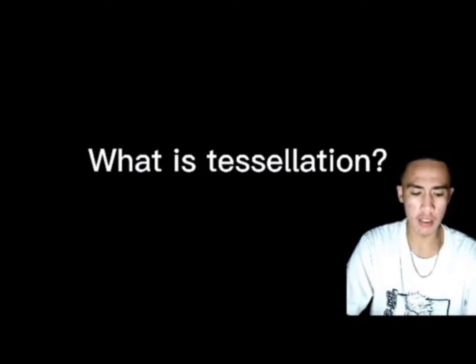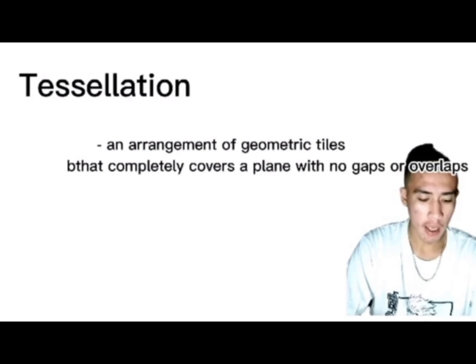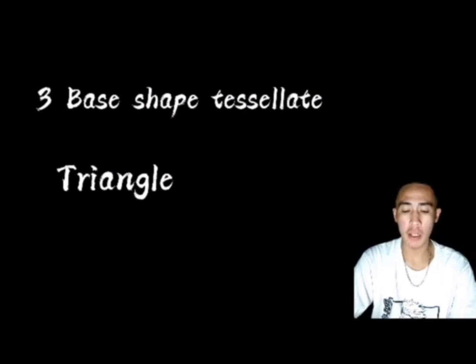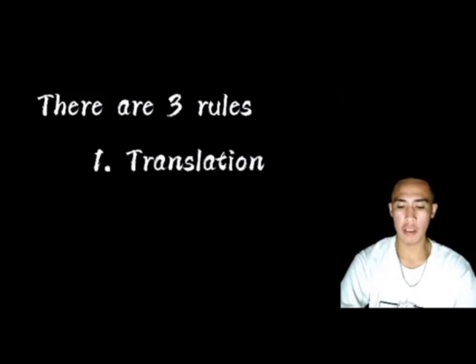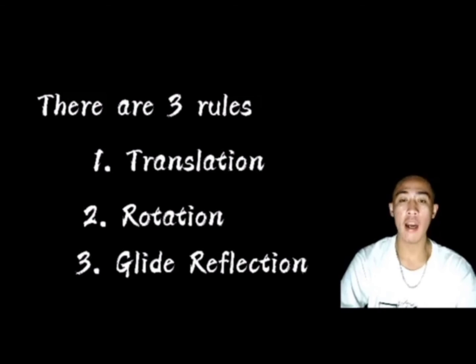What is tessellation? Tessellation is an arrangement of geometric tiles that completely covers a plane with no gaps or overlaps. And about the 3 basic shapes that tessellate, we have a triangle, square, and hexagon. There are 3 rules. First, translation. Second, rotation. Third, glide reflection.